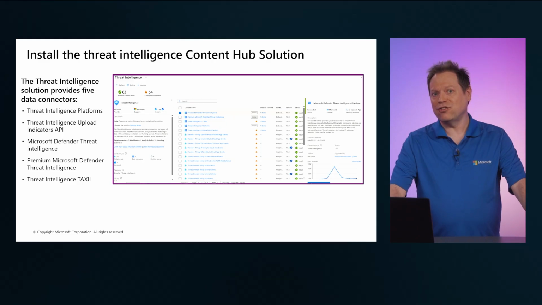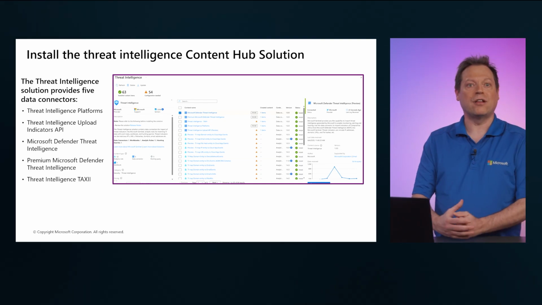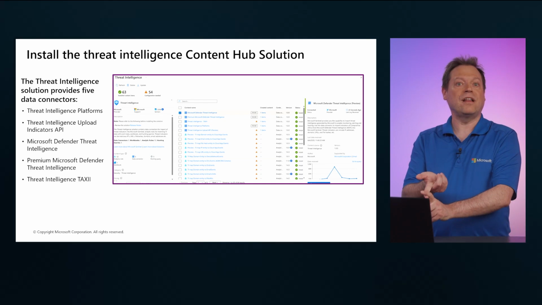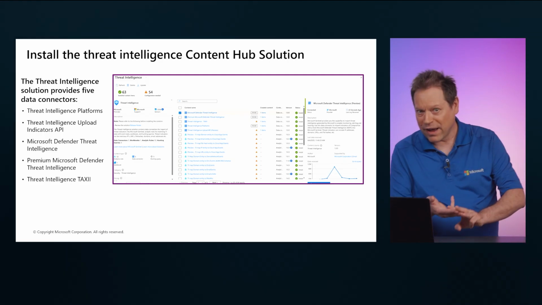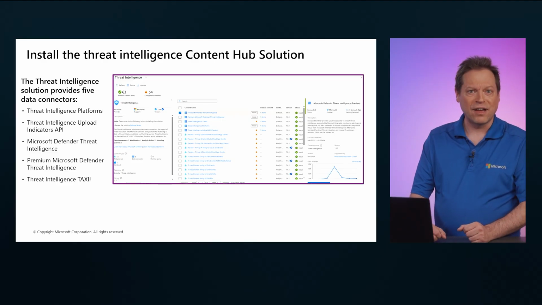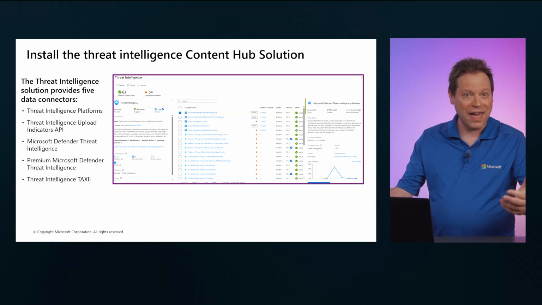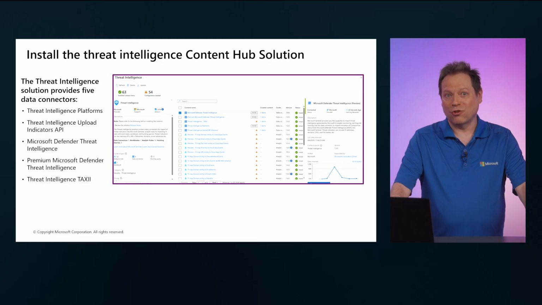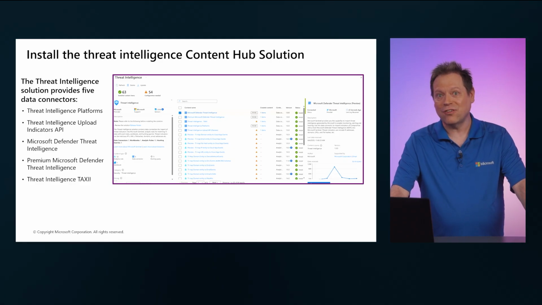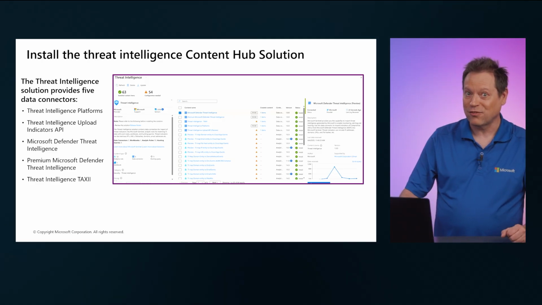Installing the Threat Intelligence solution from the Content Hub gives you access to five built-in connectors. These include connectors for Threat Intelligence Platforms, the Upload Indicators API, Microsoft Defender Threat Intelligence, premium Microsoft Defender Threat Intelligence, and TAXII feeds. Once installed, these connectors make it possible to ingest indicators from multiple sources into Sentinel in a standardized way.